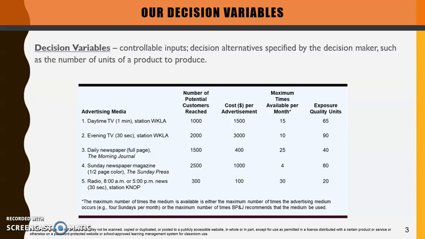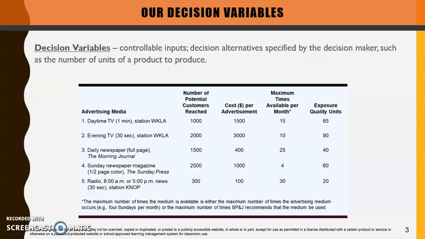You cannot do anything about that. It doesn't ask you anything about this. You cannot specify the cost per advertisement. It is something fixed. You cannot decide about exposure quality unit. It is something fixed. But the number of advertisements you put on daytime TV is under your control. You can decide 100 times, or you can decide 500 times, or nothing, zero.